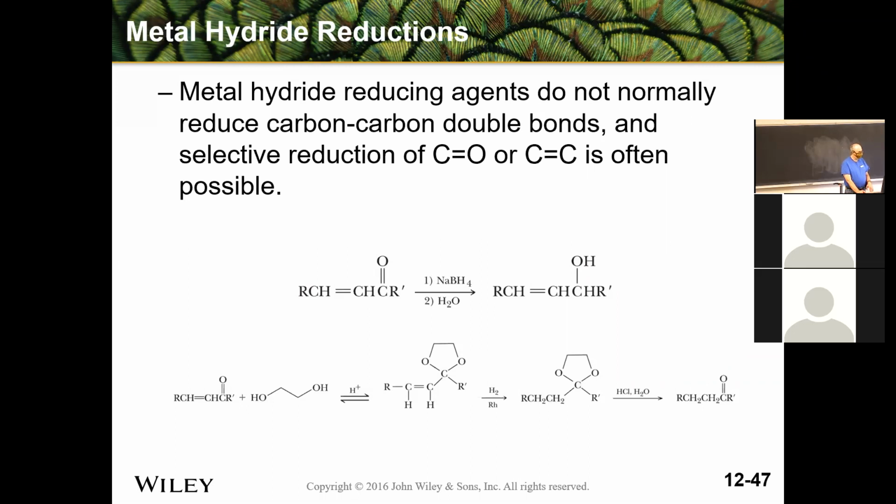Okay, this last reaction shows what we can do if we want to reduce just the alkene. We can form a protective group on the ketone, an acetal. We reduce the alkene by hydrogenation, and then we remove the acetal using dilute acid.